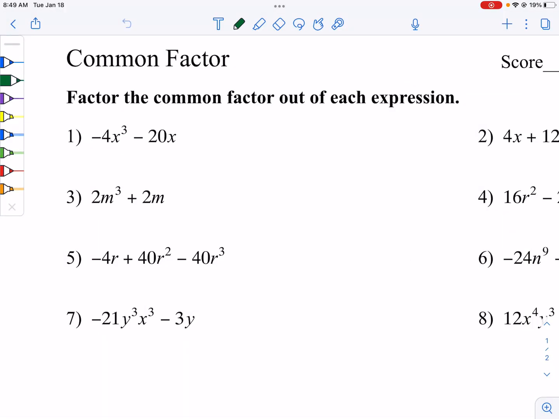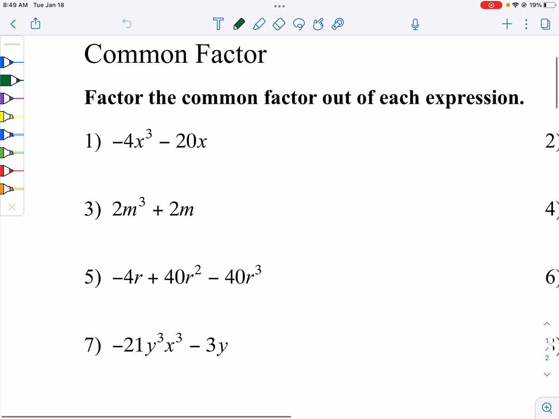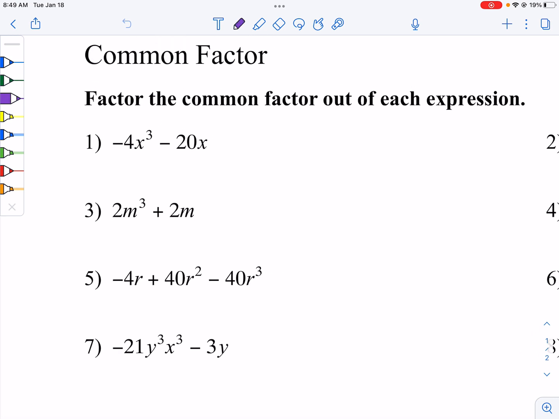Today we're going to look at factoring out common factors. So when there's a common factor, you want to check for both a numerical common factor and a variable common factor. Remember that the shortcut for a variable common factor is that it's the lowest exponent.